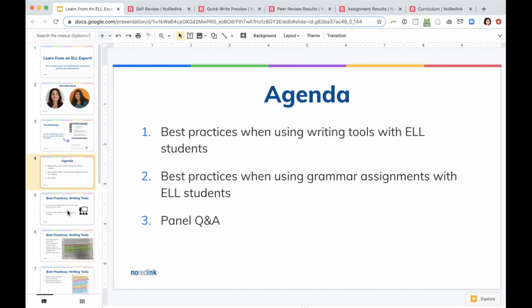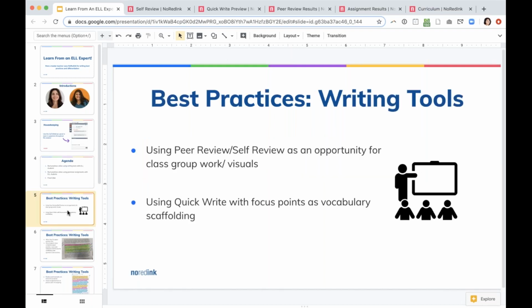So diving right in, I will go ahead and pass it over to Ashley. She'll be explaining what she does, and you'll see me navigating different areas of the site as she's going through and explaining her best practices.